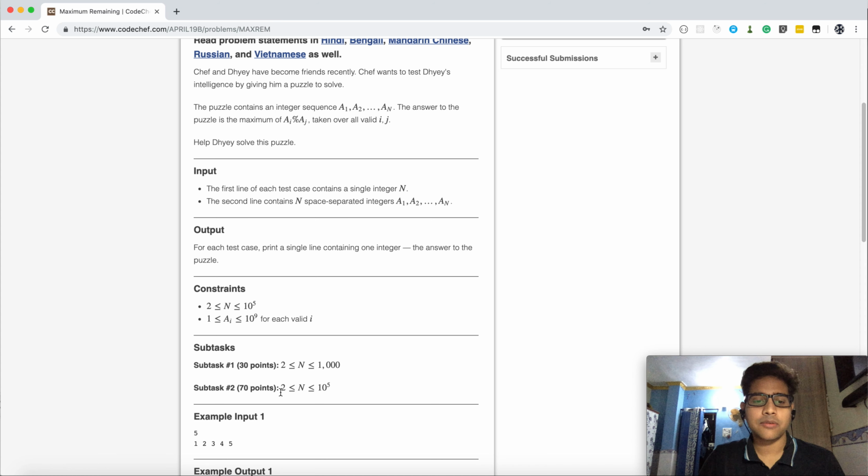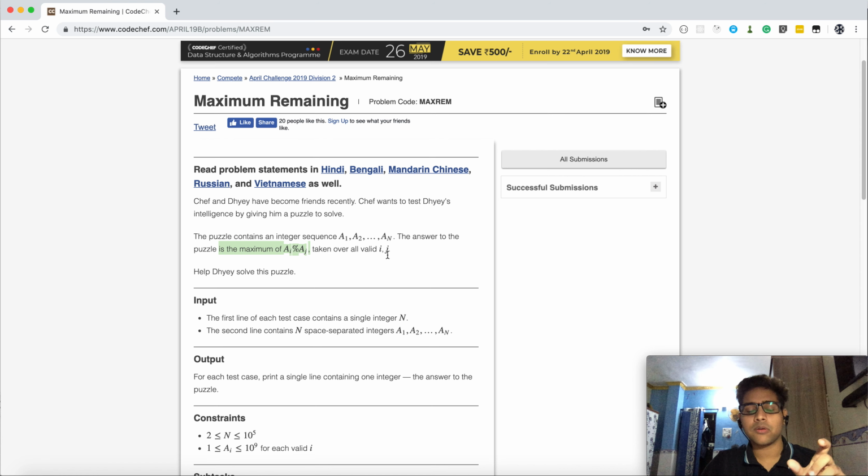Let's read the question again. The puzzle contains an integer sequence a1, a2 up to an, and the answer to the puzzle is the maximum of ai mod aj taken over all valid i, j. So what does this mean? It simply means that if there are n integers, you can have n into n minus 1 pairs of integers. Let's say if there are 5 numbers, each of them can be paired with the remaining 4. So 5 into 4, which is n into n minus 1, that many pairs exist, and we need to find the best possible pair. When I say best pair, I mean the pair which gives the maximum of ai mod aj. Whichever pair gives that maximum value, that is the desired result.